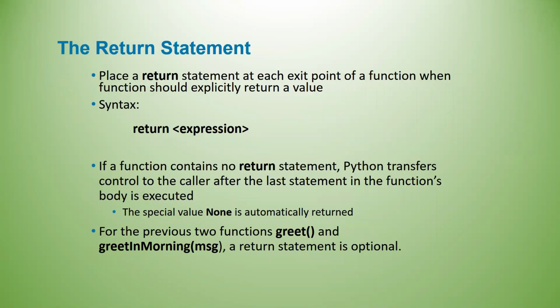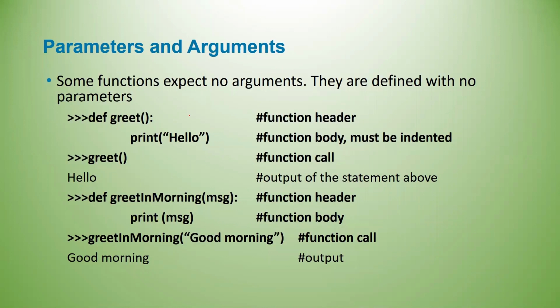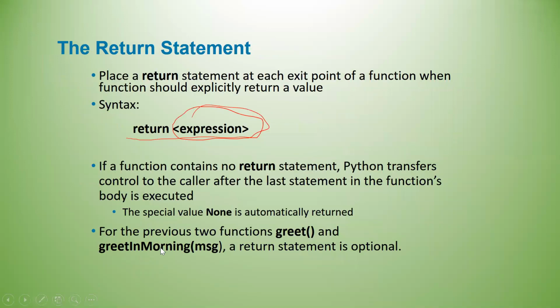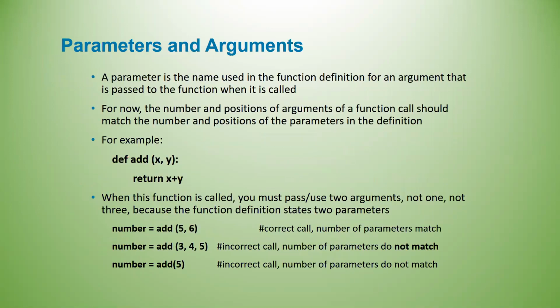Okay, the return statement. Place a return statement at each exit point of a function. That means the end, right? When a function should explicitly return the value. And this is how you return something. Return the value. Okay, so once again, if you go back here, you want to return this value, right? So that's the expression. That's what that means.